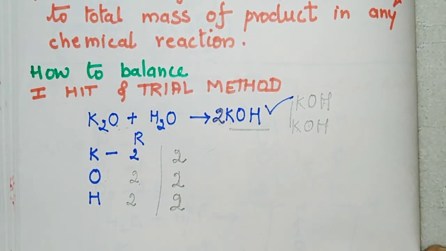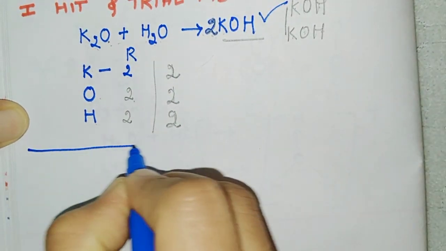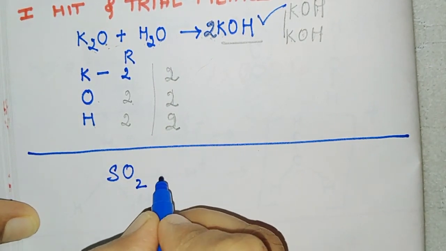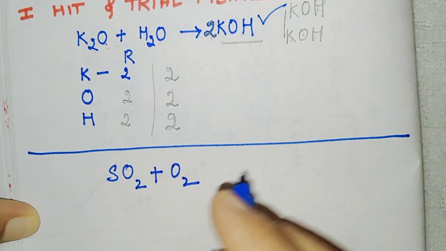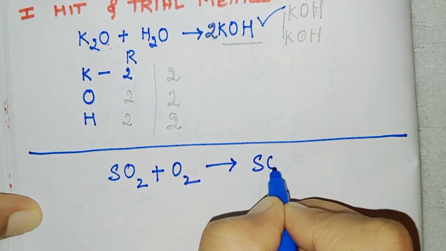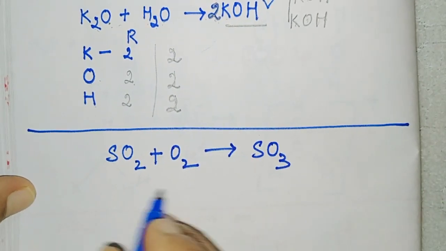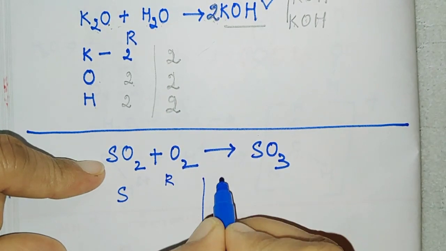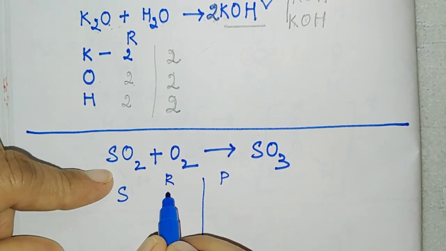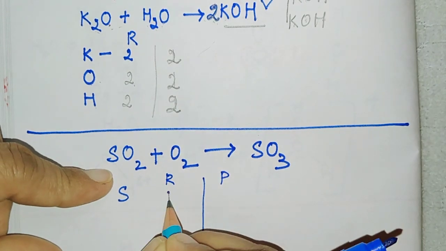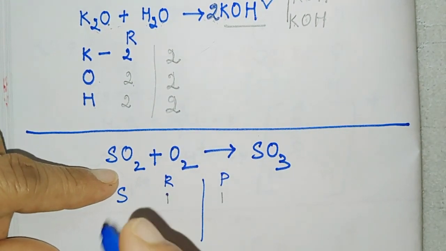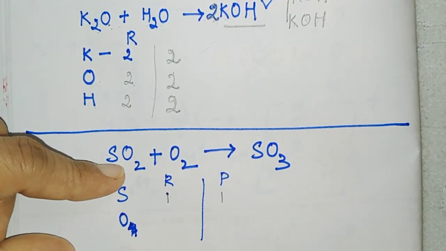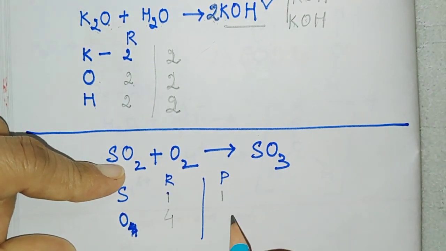Okay. So now I am giving you one more example here. SO2 plus O2 gives us SO3. Now again we will write the number of elements. S, how many are present in reactant and product? Here it is 1, here it is 1, and in product also it is 1. Now oxygen is how many? Oxygen is 4, and in product oxygen is 3.